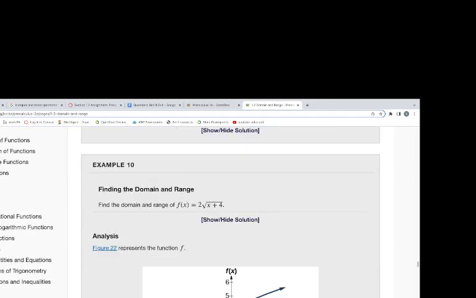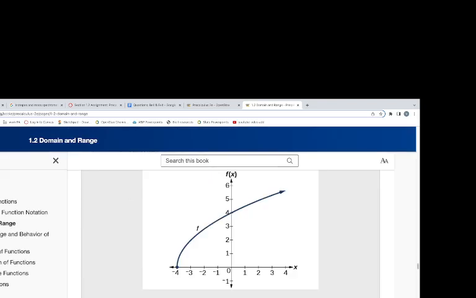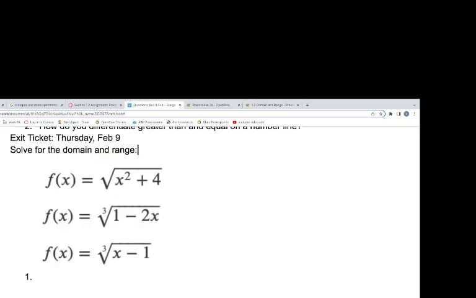Your exit ticket will consist of determining the domain and range of certain functions. Go ahead and pause your screens to complete your exit ticket for today.